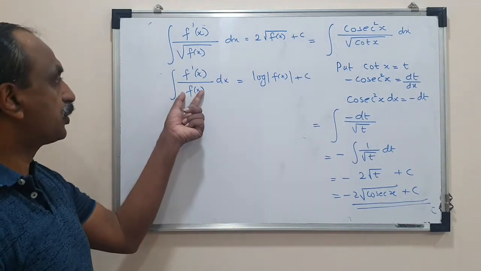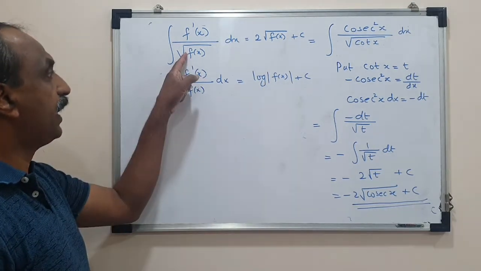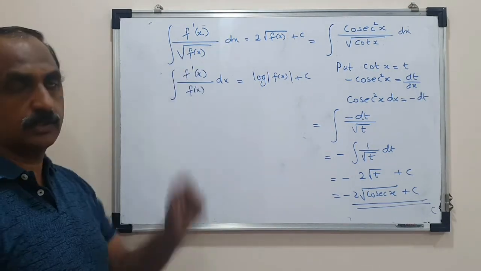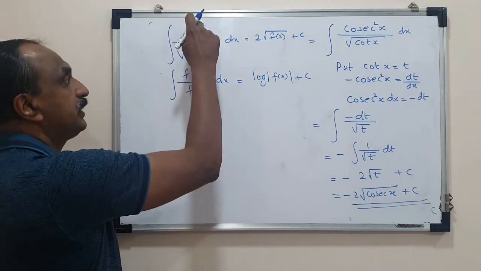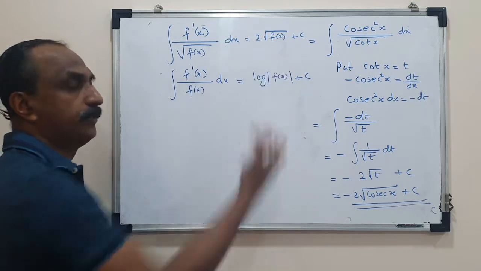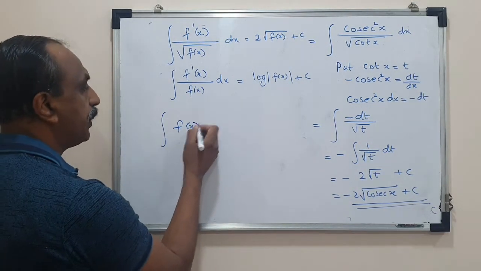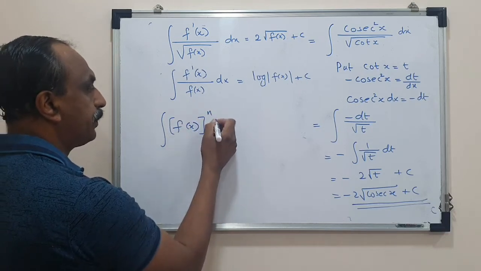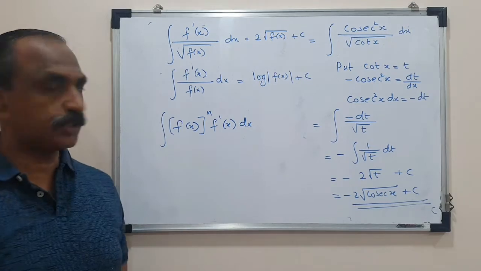So whenever you have a function and directly its derivative in the numerator, log of the denominator. Now we have a function with a square root. If the function with square root is there, it is like dt upon root t. So 2 root t becomes your answer. This also can be applied to any function with power. You may not apply the substitution method every time, but it works with the substitution method.